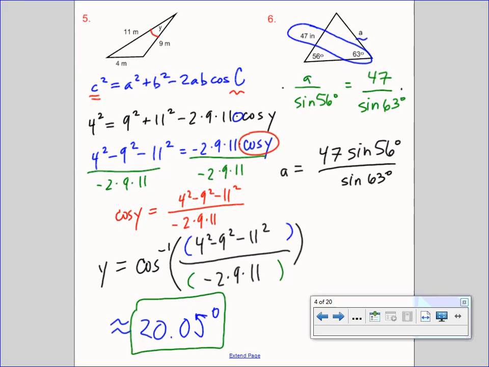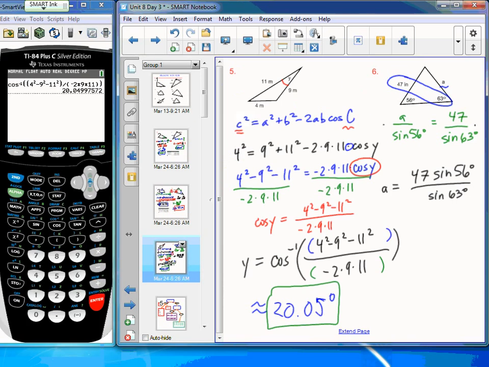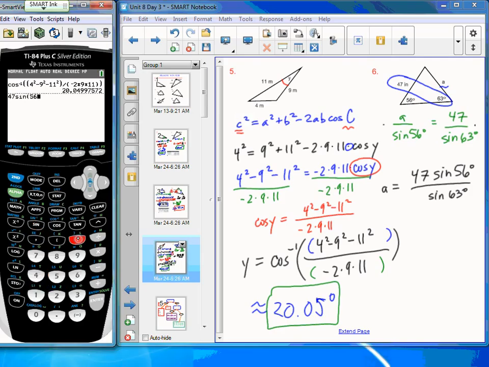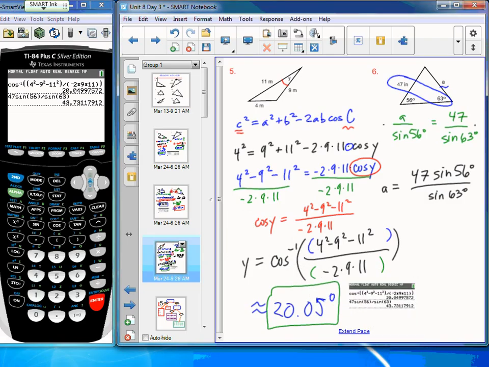And we'll go to the grapher one more time before taking a screenshot. I get 47 times the sine of 56 degrees, close angle input. I want to hit divide. Sine of 63 degrees, close angle input. And about 43.7 inches. 43.7. Raise your hand if you got that for the last one. And we get that for number 6, law of sines. Law of sines is more straightforward compared to law of cosines. Pretty sweet, yo.